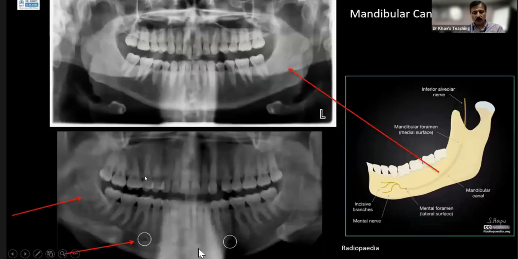So if you see here, this is an OPG, and actually you can see the mandibular canal. So the foramen will be here and the canal will be here. Some people use the word alveolar canal, whatever you want to use. And then is the mental foramen. And on OPGs, you can see it. For example, here, you can see it.